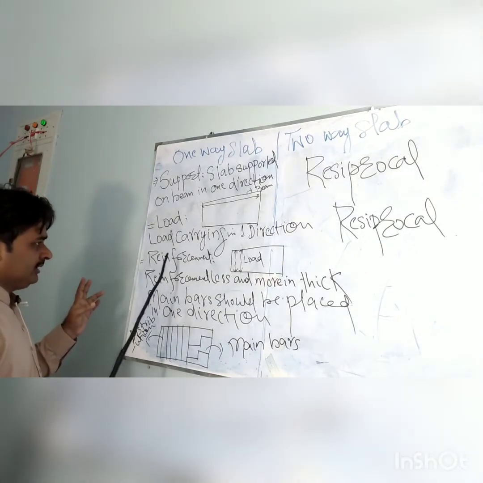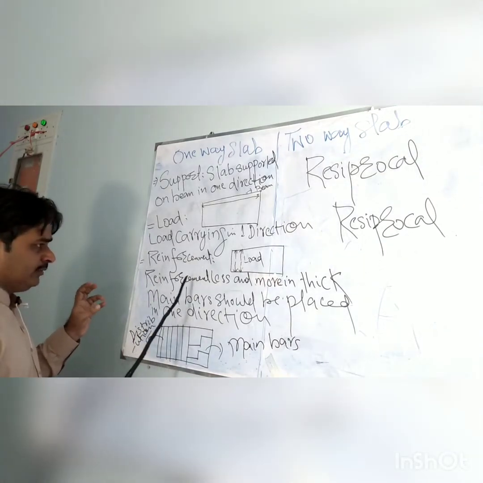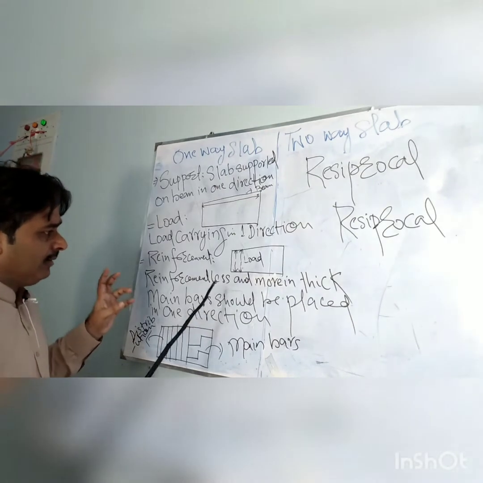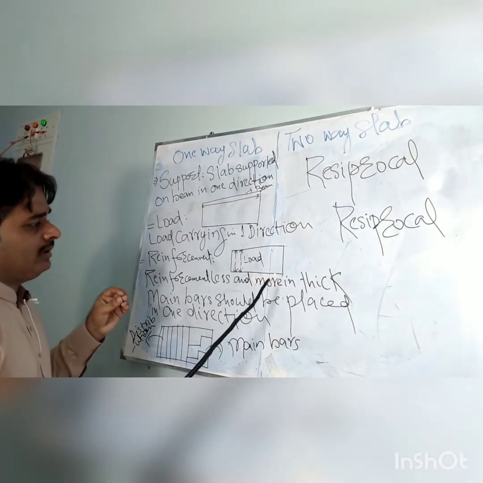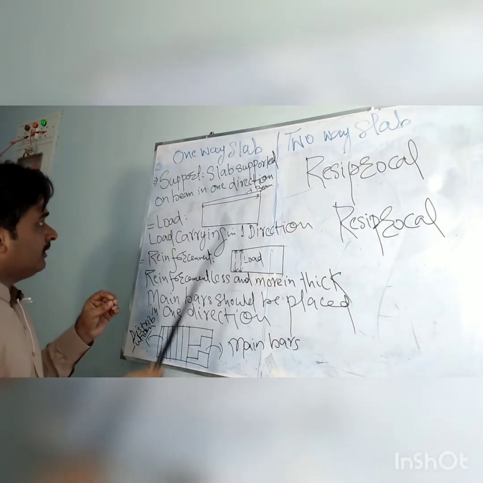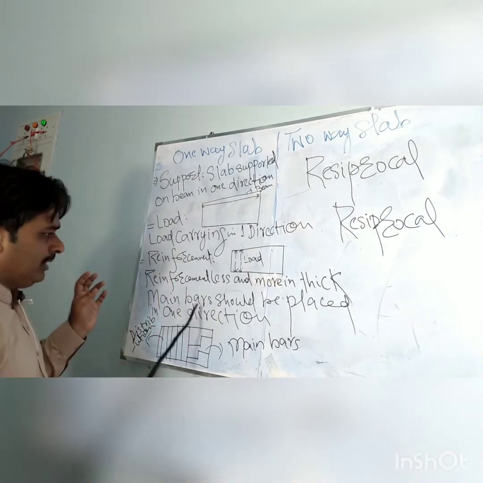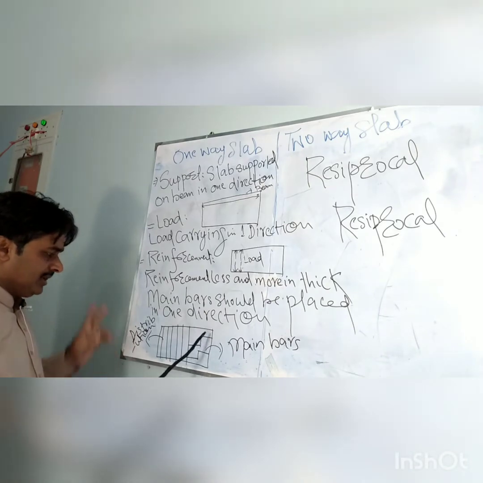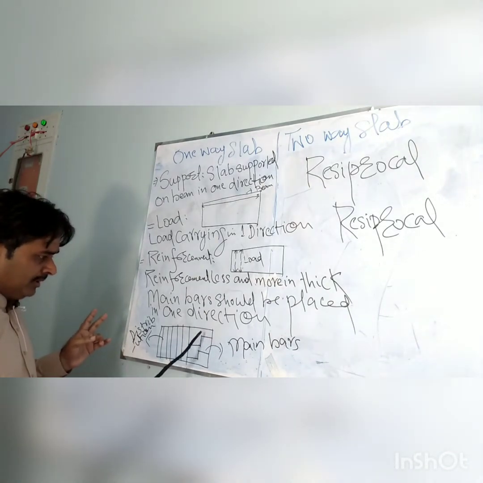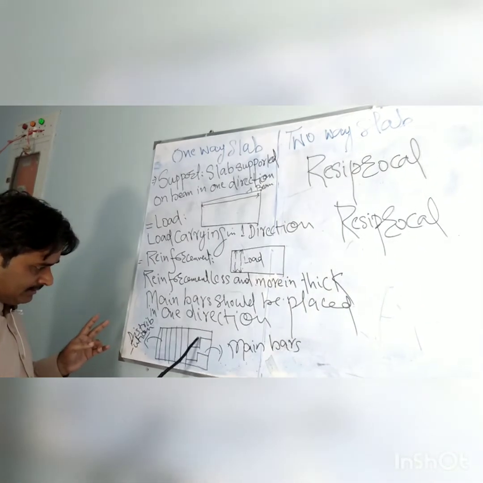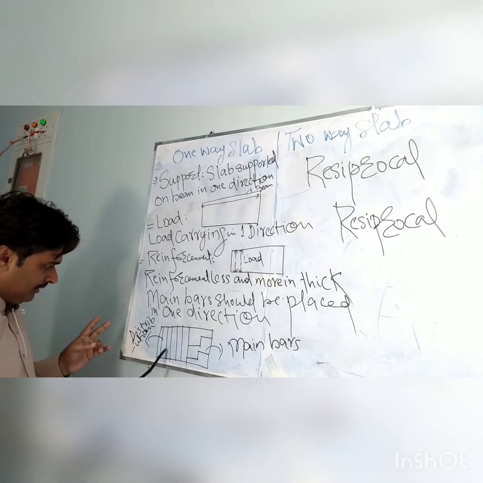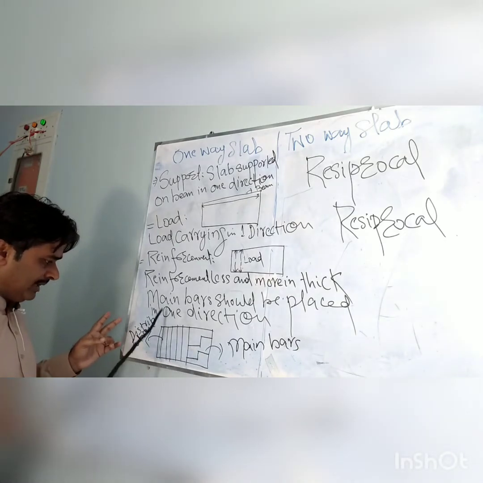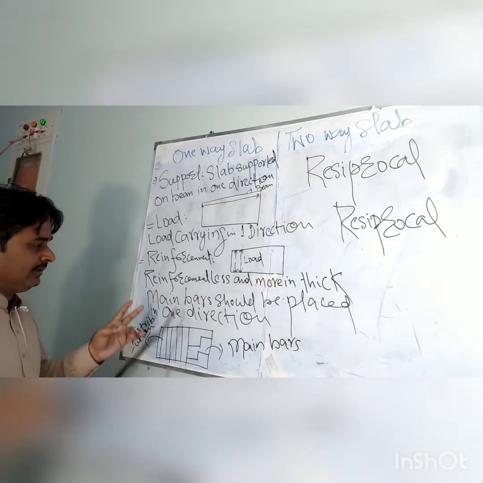Now coming towards the reinforcement steel. Reinforcement steel will be less and thicker for a one-way slab. The main bar should be placed in one direction. Friends, in a one-way slab, main bars should be placed like this. And the distribution bar will be placed straight in the other direction like this.